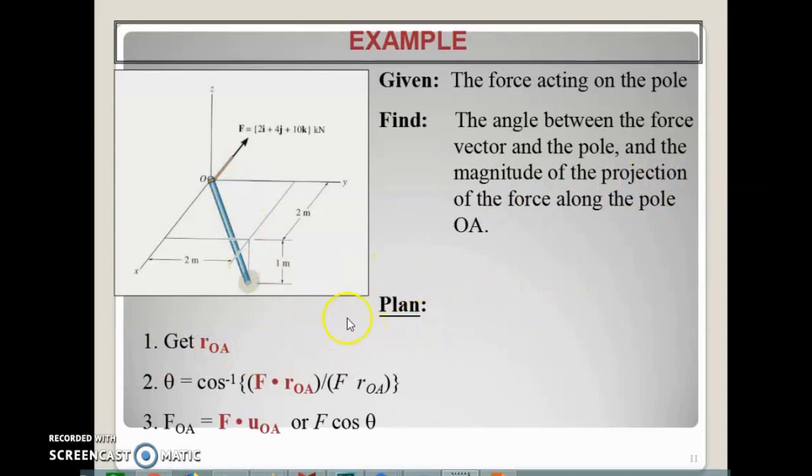Okay, so here are the plans. First you need to get rOA, which is the radius here, and then you get the angle theta equal to cosine inverse of F dot product with rOA, which you find in the first step, divided by the magnitudes of F and rOA. Still remember the unit vector: the formula is the vector form divided by its magnitude, or scalar. And then number 3, you need to find the projection of the force along the pole, which is FOA. FOA is equal to F dot product with the unit vector of OA, or you can also use F cos theta.